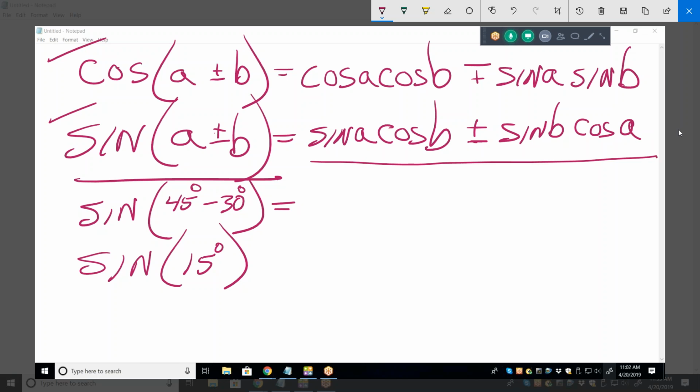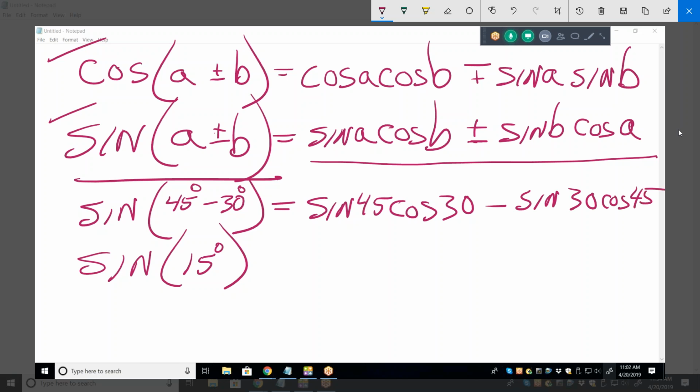So it'd be sine 45 cosine 30 plus, this is the same, it stays the same, so minus sine 30 cosine 45. Now we know all of those, so let's fill them in.